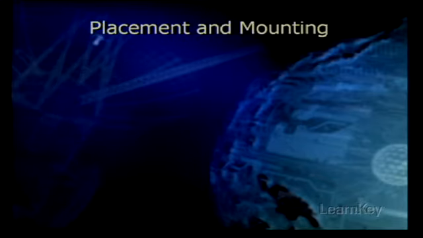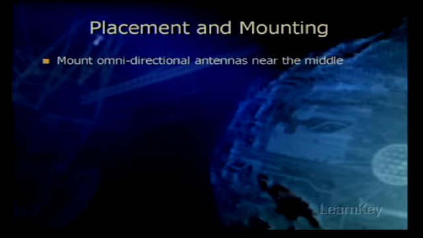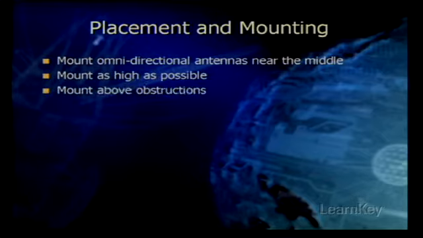With placement, we want to start off by mounting omnidirectional antennas attached to the access points near the middle of the desired coverage area whenever possible. Place the antenna as high as possible to increase the coverage area, being careful that users located somewhat below the antenna still have reception, particularly when using high-gain omni antennas. Outdoor antennas should be mounted above obstructions such as trees and buildings so that no objects will encroach on the Fresnel zone.